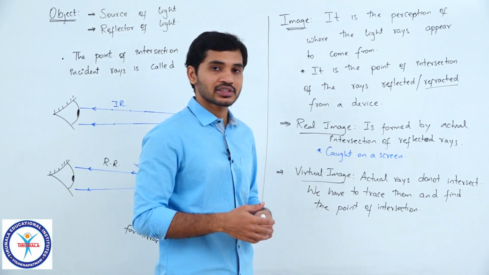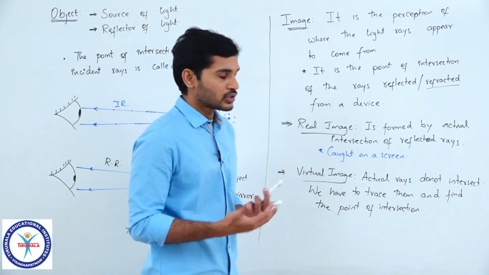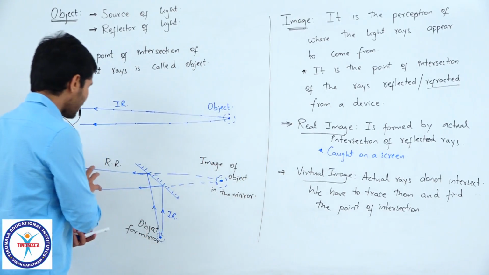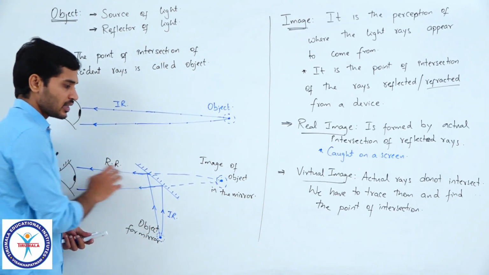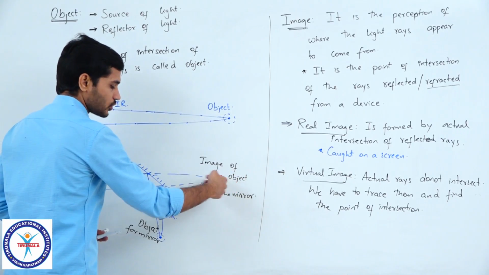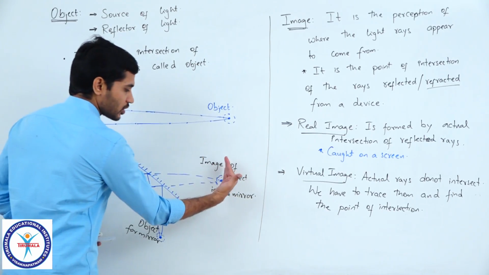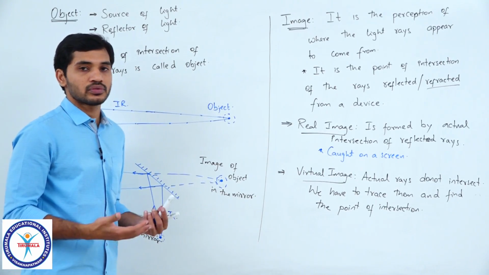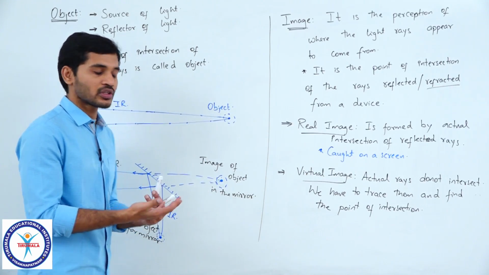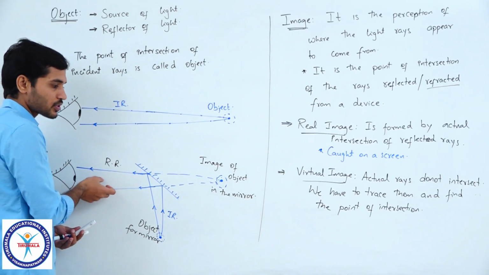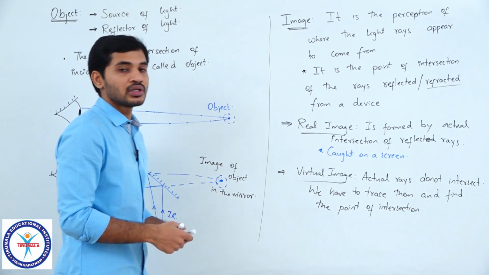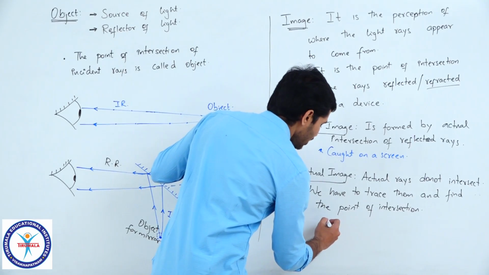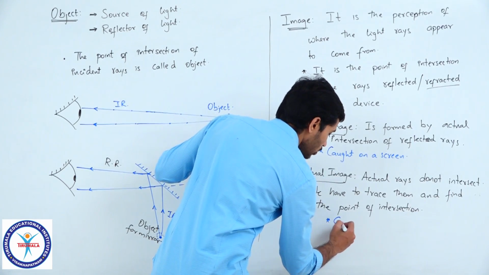Now, a virtual image is something which cannot be caught on a screen. Just think of a scenario: although this person thinks that the light rays are coming from a point over here, if I place something behind the mirror, will something be formed on it? No, because there is nothing which is going and falling there. This is just a perception that light rays are coming from over here. That is the reason why we say that a virtual image cannot be caught on a screen.